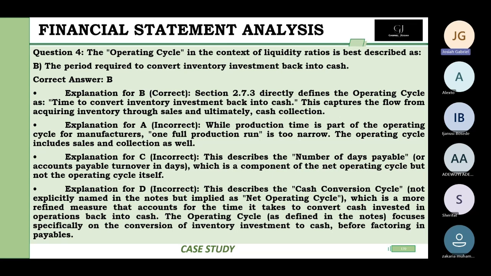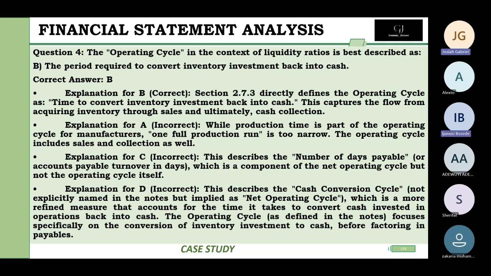All right, so A is incorrect because while production is part of the operating cycle for manufacturers, one full production run is too narrow. The operating cycle includes sales and collection as well. So take note of that correction. Production is not the purpose of the operating cycle. You want to see how to get your money back so you can have working capital to run.